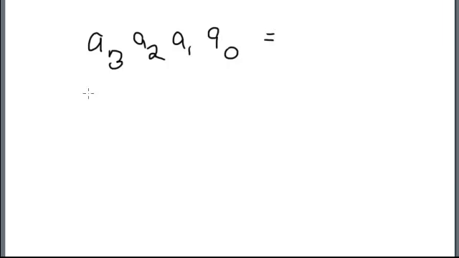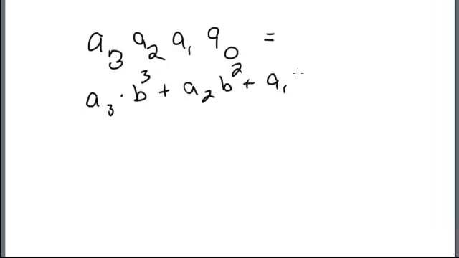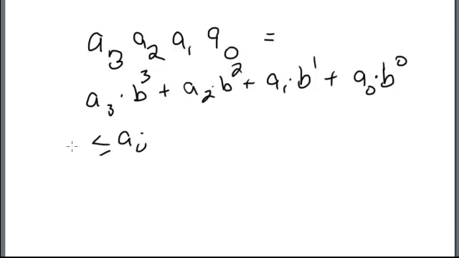We can compute the actual number by taking, given a base, or a radix. B is the radix or base. A3 times B cubed plus A2 times B squared plus A1 times B to the 1 plus A0 times B to the 0. Okay, so that's our number, where the A sub i's are all greater than or equal to 0 and less than B. This is a standard way to represent a number, and we're going to follow that way.